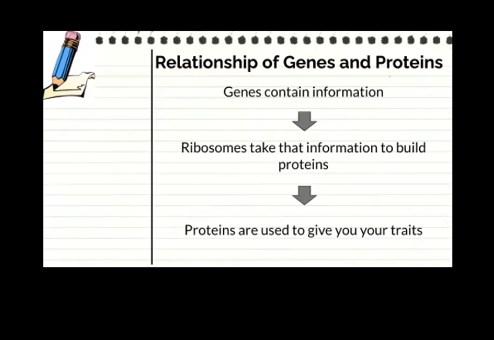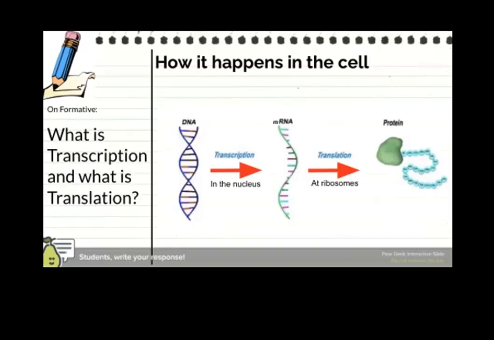Okay. So now we are going to add to our knowledge. So now is the time to add to your notes. I have a little graphic here, and we have the DNA. We see that transcription happens in the nucleus, and it gives us our messenger RNA. Notice the difference. I want you to look at this and try to figure it out on your own first. And then it goes through translation at the ribosome to create the protein.